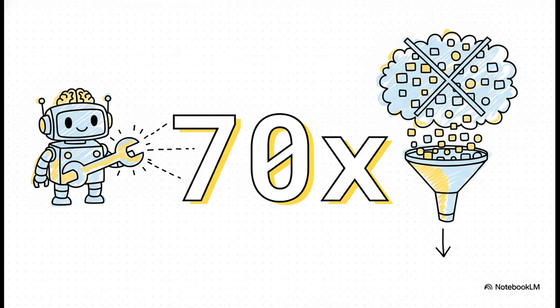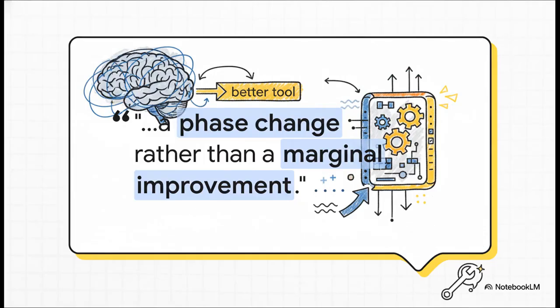The T2 approach, improving the tool for the agent, was 70 times more data efficient. That means it reached the same level of performance using 70 times less training data than trying to train the agent itself. This isn't just a little better, it's a massive, game-changing difference. The researchers themselves didn't mince words. They described it as, and I quote, a phase change rather than a marginal improvement.